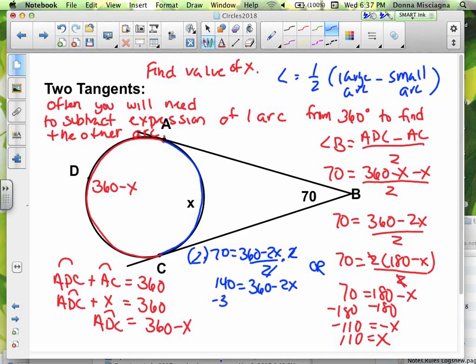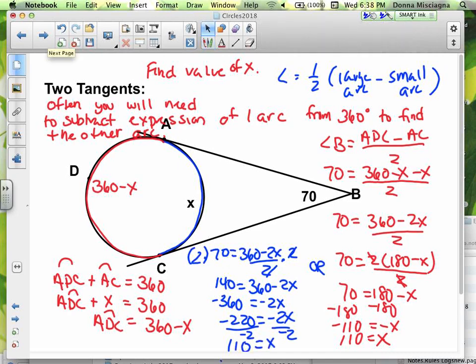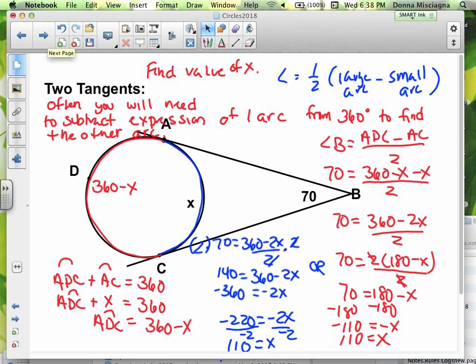Subtract 360 from both sides. So it gives us negative 220 equals negative 2x. And then if you divide both sides by negative 2, you still get 110 equals x. So you see, you can either divide both terms by 2, not just one, or you can multiply both sides by 2 and get rid of that divide by 2. I would only divide by 2 if they were both even numbers.